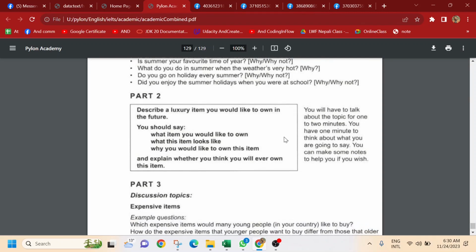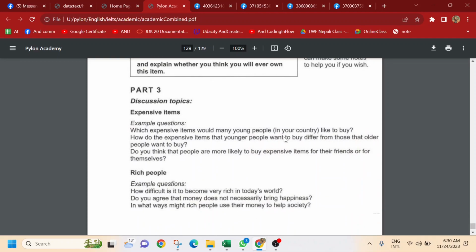Now let's see the part 3 sample questions. As per the Cambridge book, if you do buy the Cambridge book, you get a little more questions, but in your exam you get only 4 to 5 questions. So we do have this topic as expensive items. Example questions, I'm going to read them out for you.